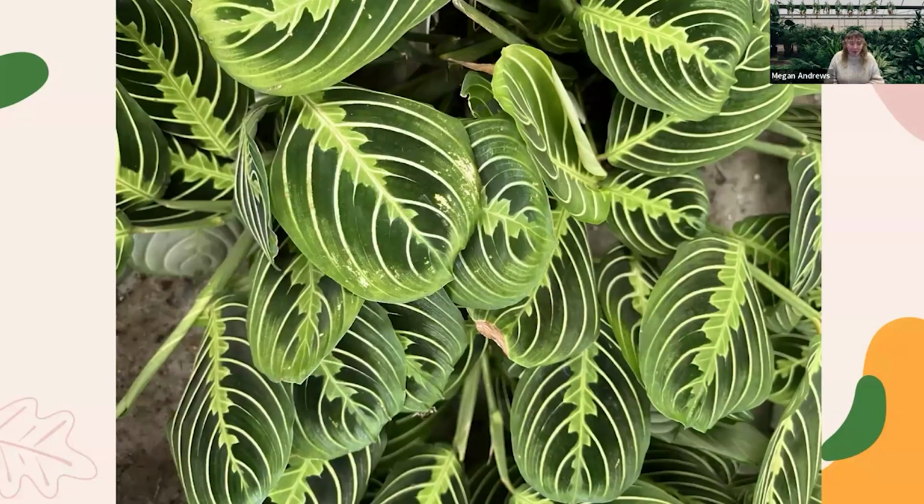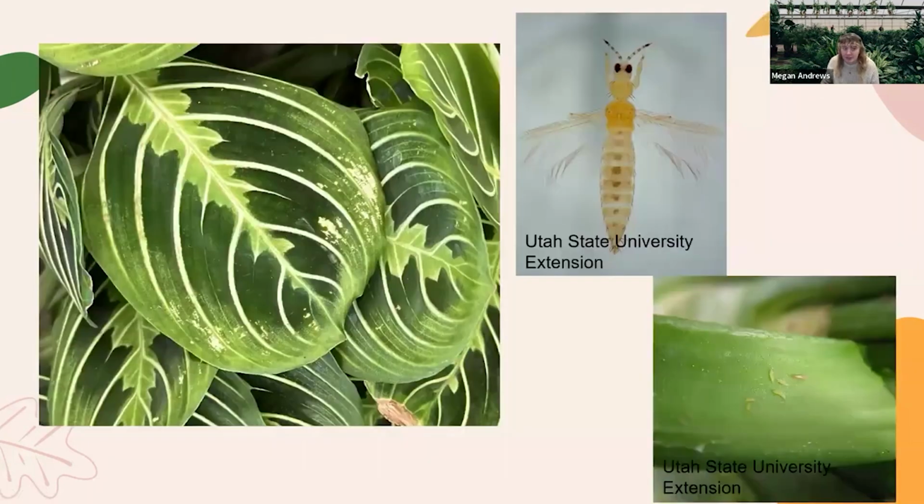Okay, so here we have a prayer plant, which is a type of calathea. You can see this stippling on the leaves. It's not super consistent from leaf to leaf. This is most likely due to thrips. They're these tiny little insects that like to pierce the plant and then suck out the moisture, which leaves those tiny spots behind.